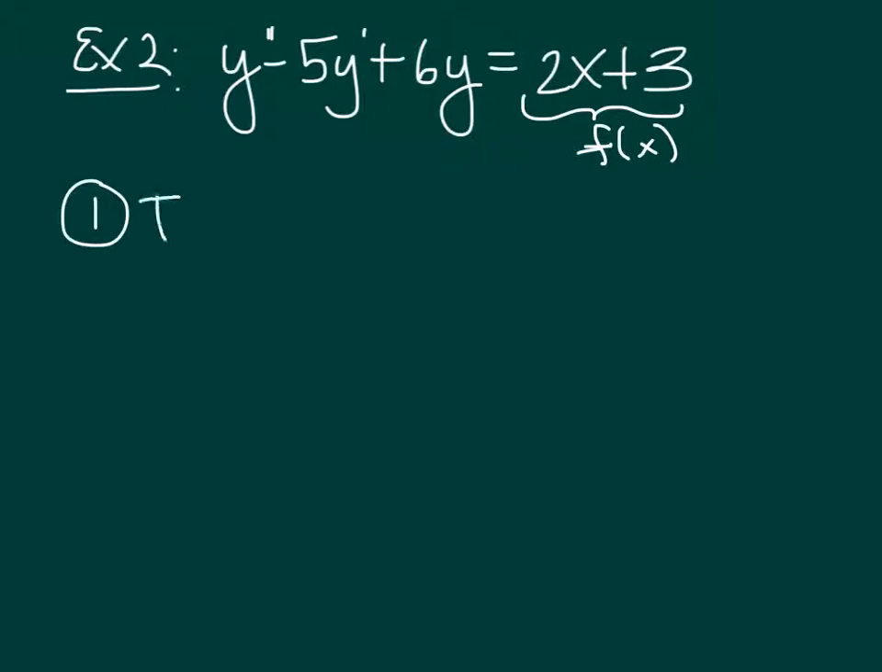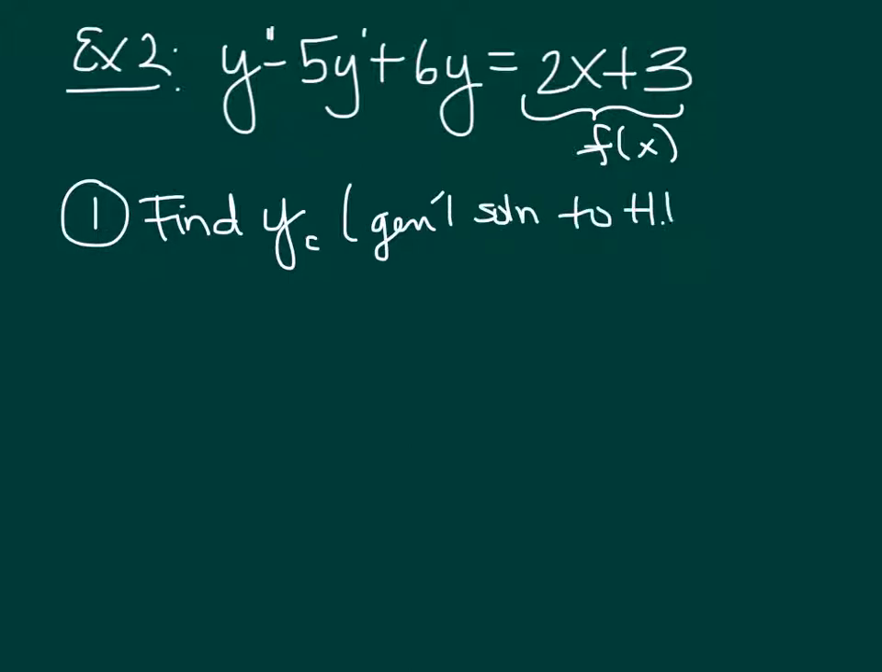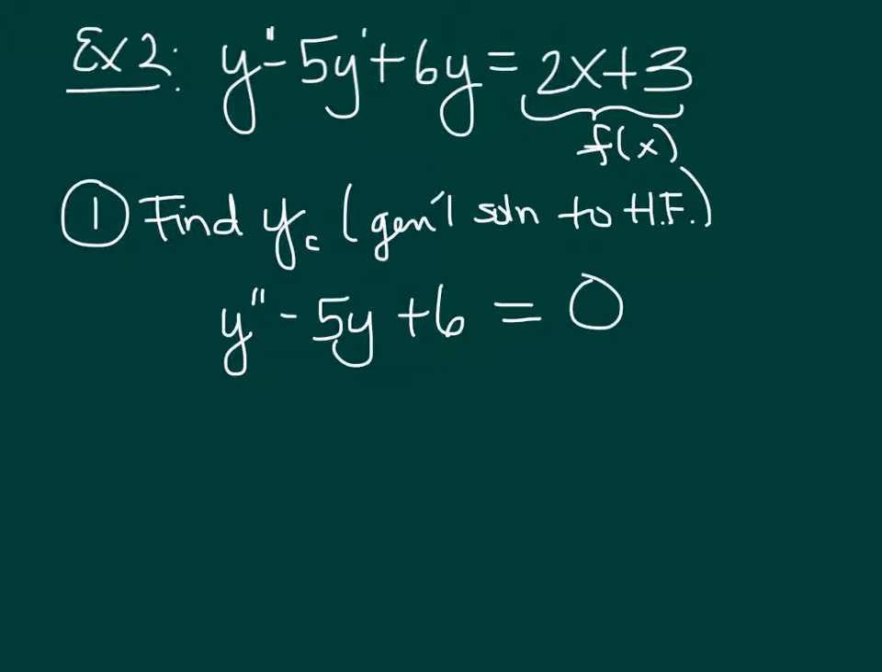So here we want to find our y sub c, again, that's the general solution to the homogeneous equation. So we have y double prime minus 5y prime plus 6y equals 0. That's our homogeneous equation. And there's an associated characteristic equation that is r squared minus 5r plus 6 equals 0.